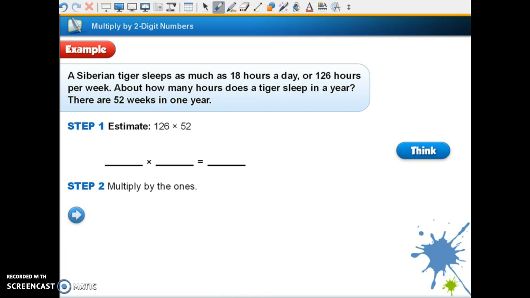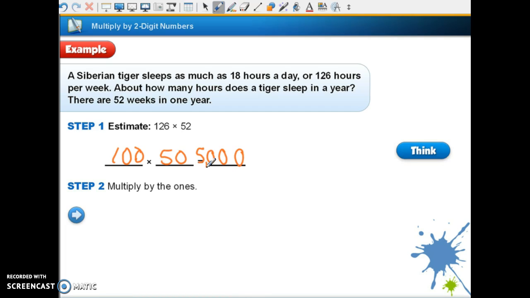Estimate. What are we going to make 126 be? To the nearest 100. 100. Okay? And we're going to estimate 52 to the nearest, well, I would say to the nearest 10. So what is the nearest 10? 50. So we have 1 zero in our 50s, 2 zeros in our hundreds, and 5 times 1 is 5. So we have 5,000.